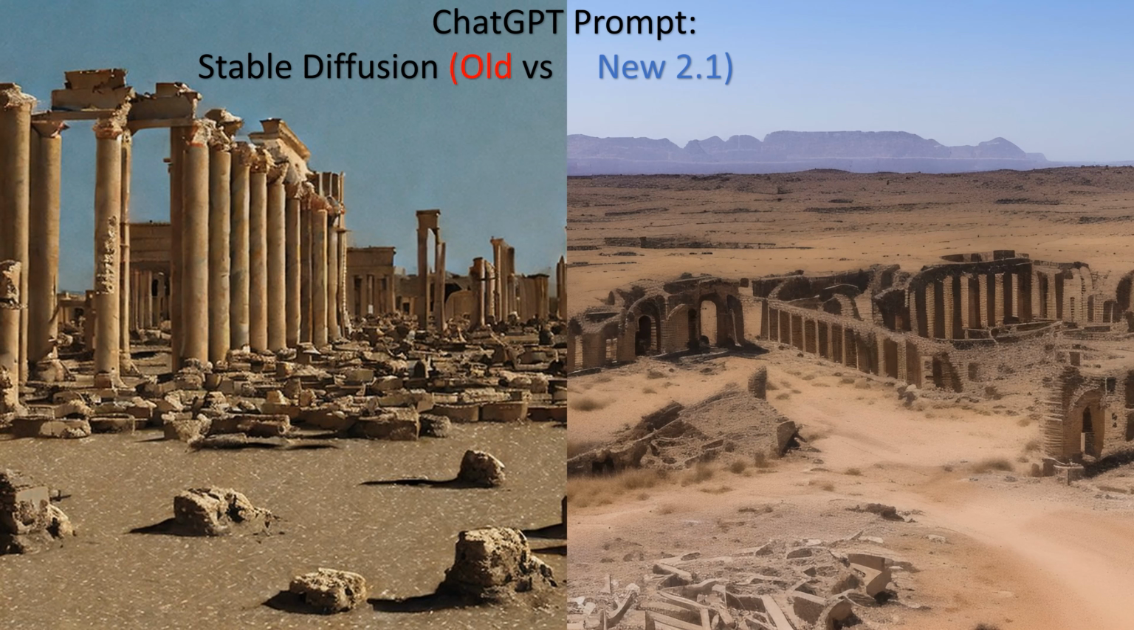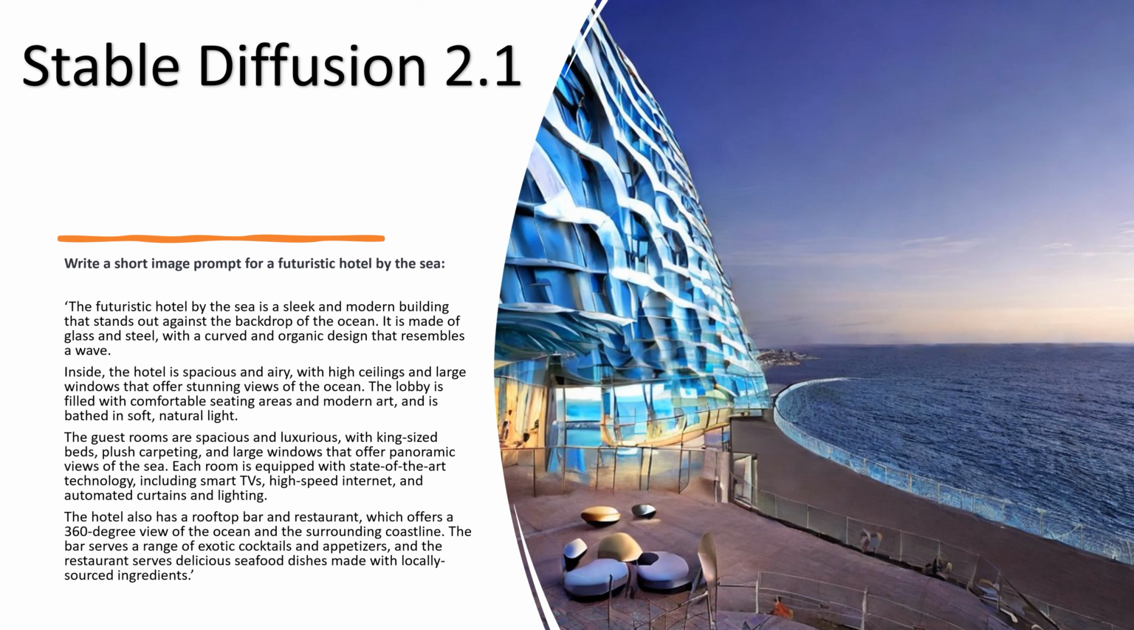Let me try and demonstrate this concept in another way. Here we have, using Stable Diffusion 2.1 now, the result of a detailed image prompt generated by ChatGPT. I asked it, please write a short, notice I said short, image prompt for a futuristic hotel by the sea. It came up with this. I'd hardly describe it as short.